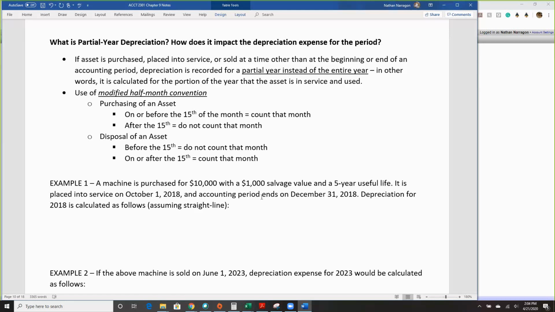Basically, it's how many months in the partial year, and the modified half month does kind of throw you for a loop. So don't worry. Once you get the hang of it, it actually becomes a little bit easier. Just think about this: did we have the asset for most of that month? If the answer is yes, then we count the month. If the answer is no, we don't. That's all it really means.